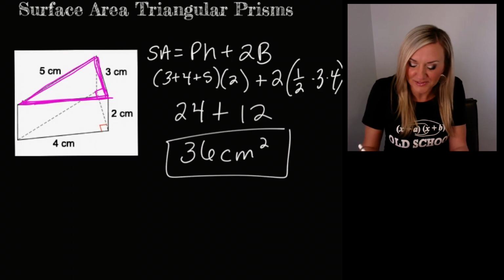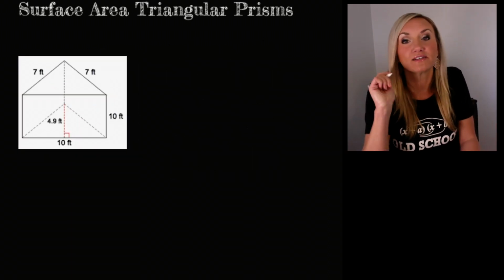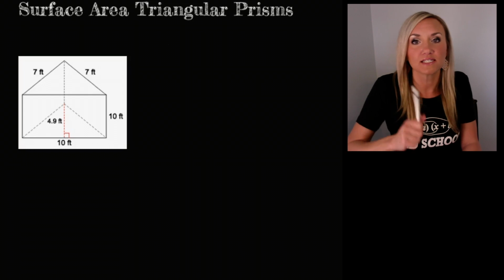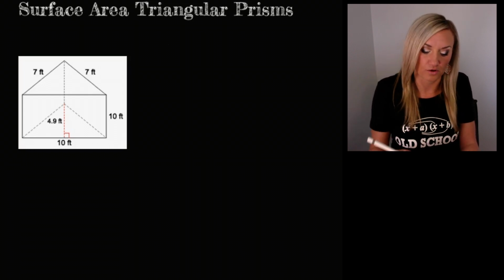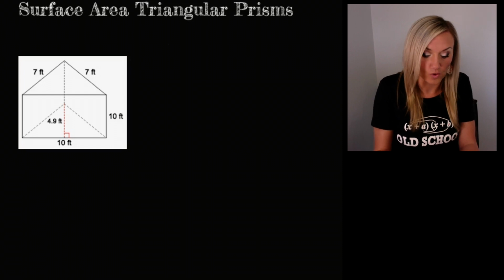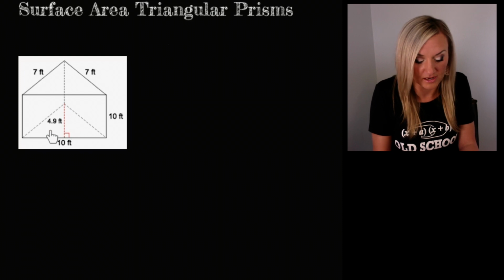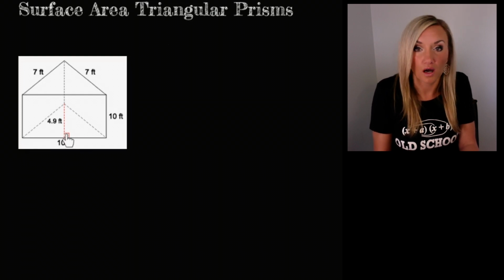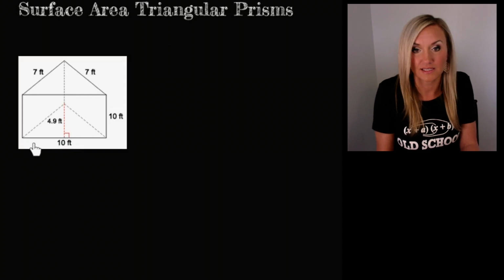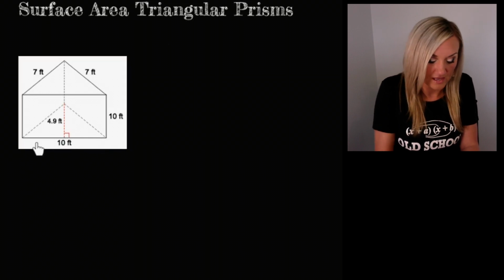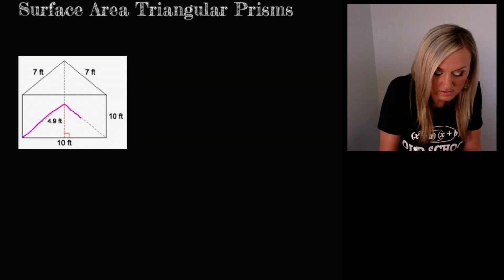Okay, so example number 3. Example number 3 looks a little different, where the height is in the center of the base, one of the bases of our prism, and that is 4.9. So I'm going to just point that out for you right there, 4.9. That was the height of our triangle, and then the base is the 10. And I am going to, again, highlight my base.